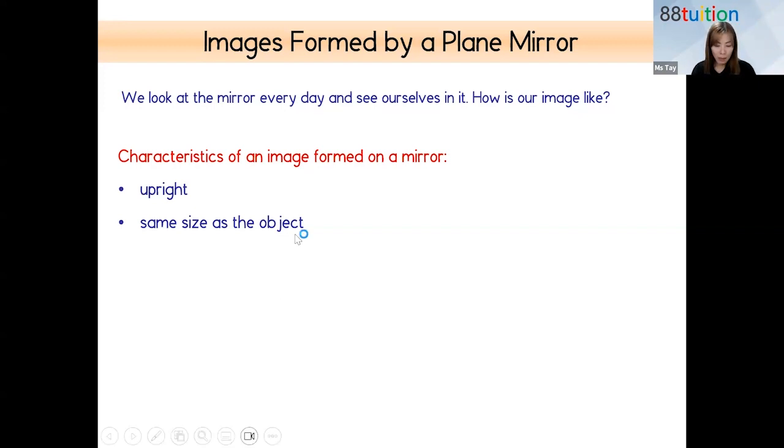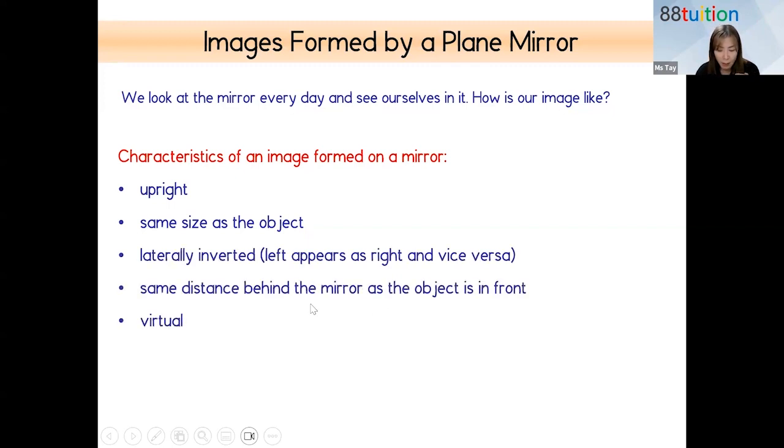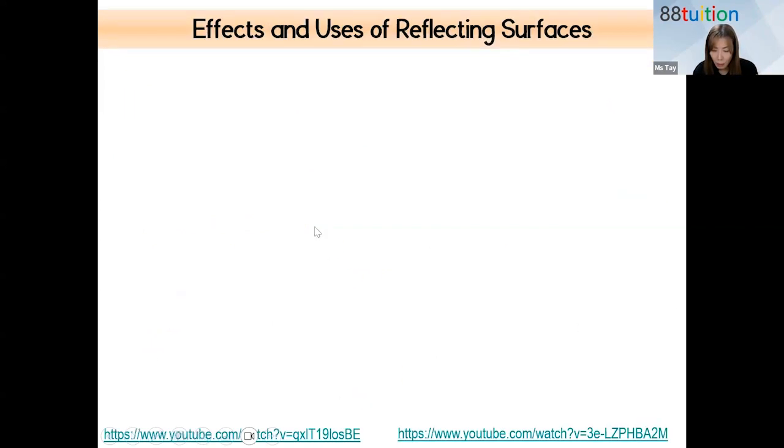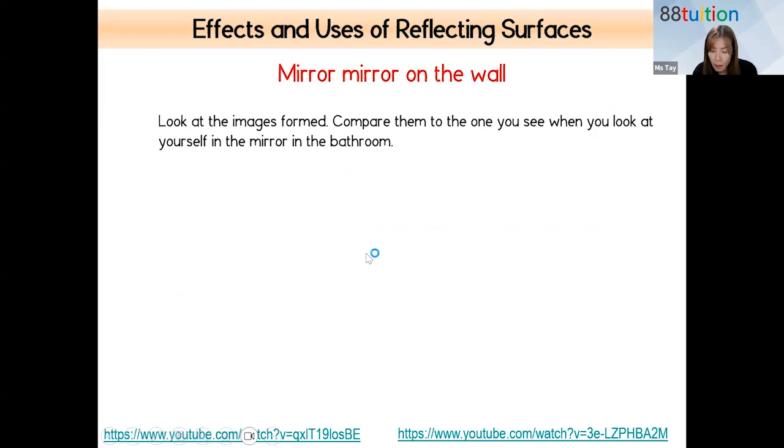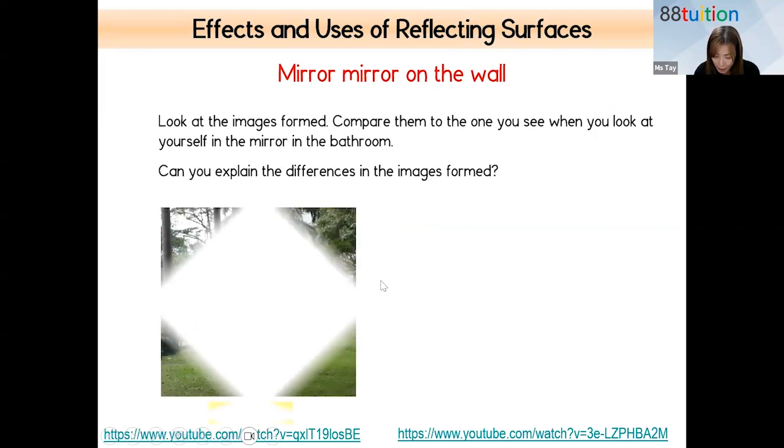Okay, and then we talk about the same size as the object. You don't look at yourself and suddenly you see a very fat you or a very skinny you, right? Unless your mirror is not a plain mirror. Laterally inverted, good. So left appears right, right appears left. Then it's the same distance behind the mirror as the object is in front. And then it's virtual, it's not a real image, okay? It's a virtual image.